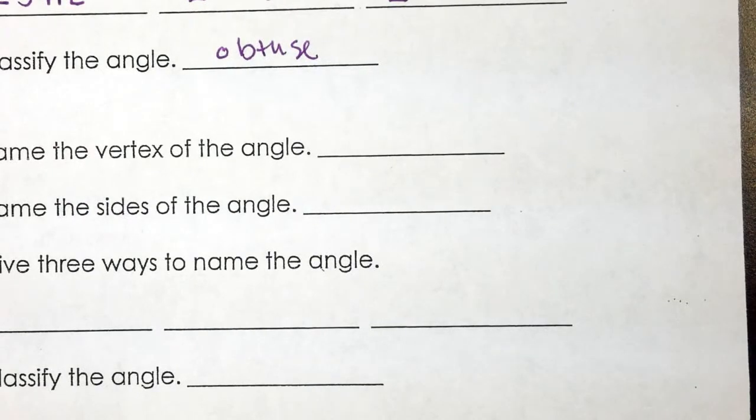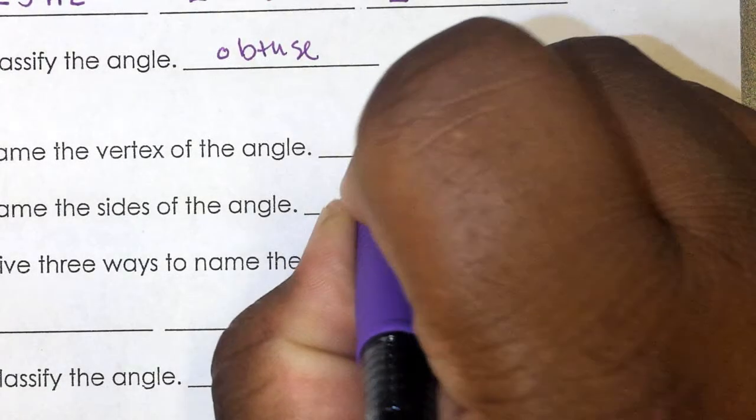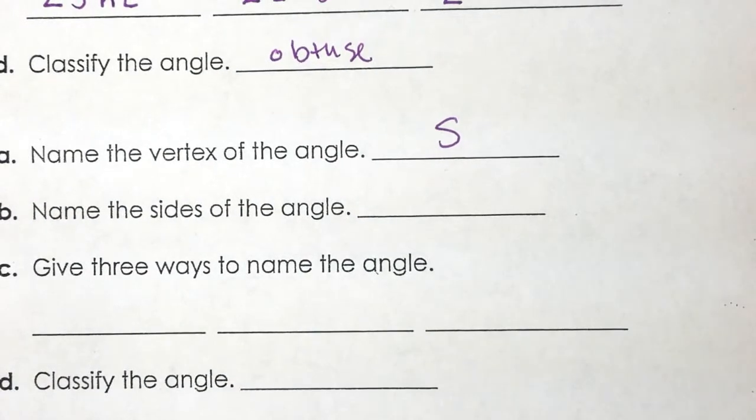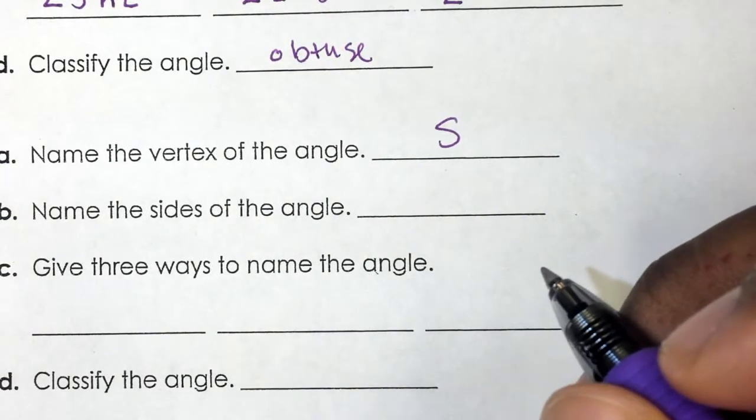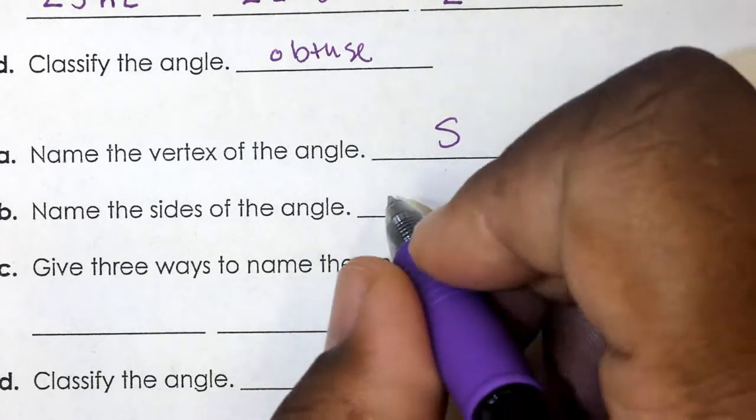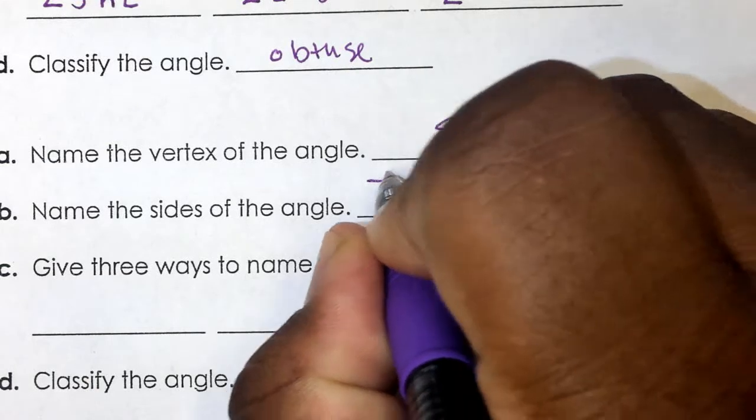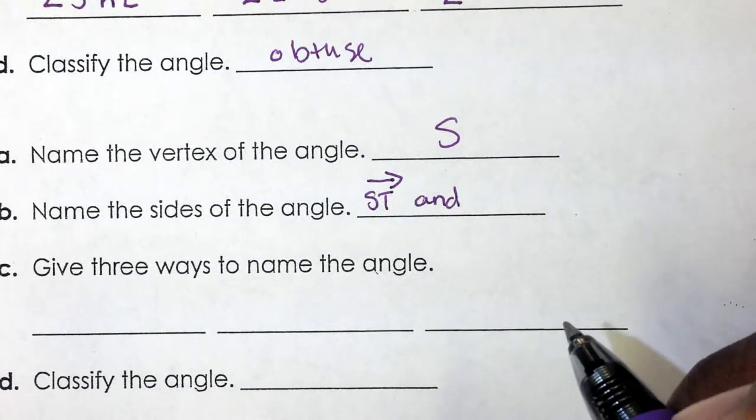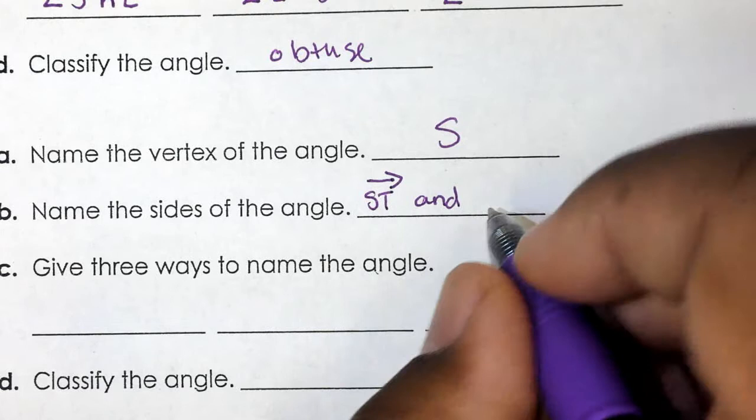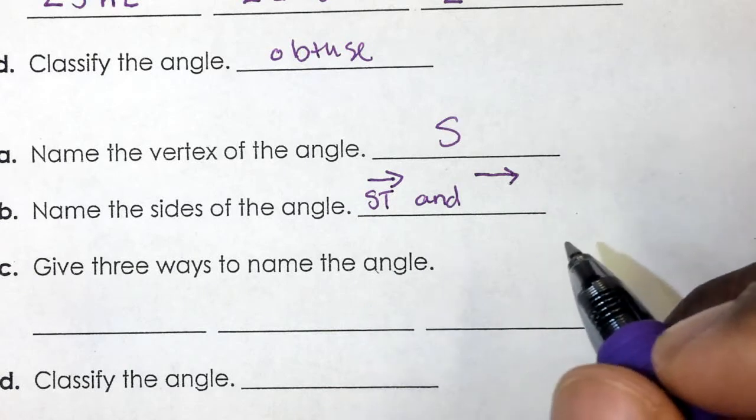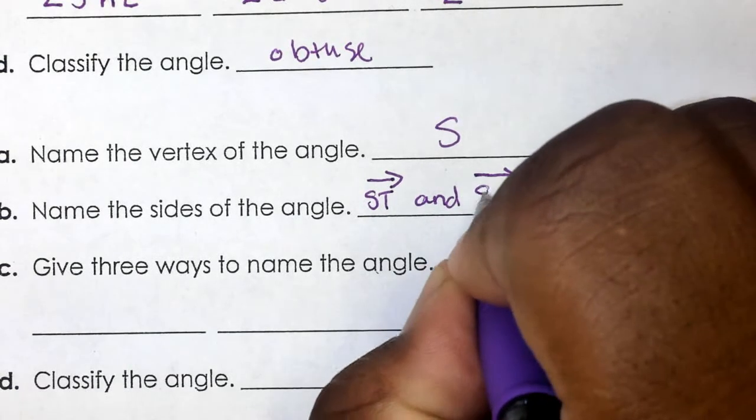Deja, name the vertex of the angle. Meadow, name the sides of the angle. Say the full thing. Ray ST. Which way? Sounds like you said two different things. Tell me which way. SR. You can't say RS.